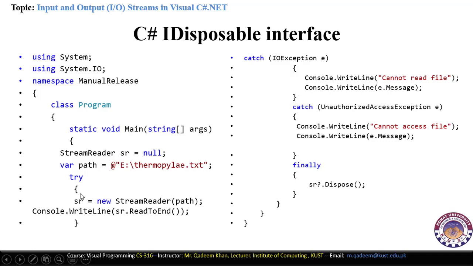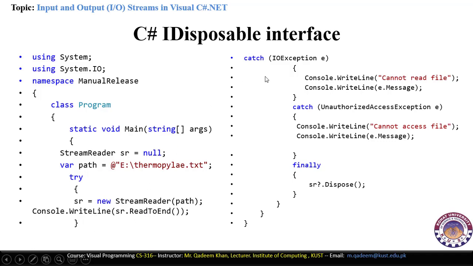In the try catch statement we are reading this file. So sr is equal to new StreamReader(path). So here the path will be passed to the stream reader. All the data will be stored in the stream reader and then Console.WriteLine(sr.ReadToEnd()). So this function will read all the stream from sr and display the result on the console using the WriteLine function.